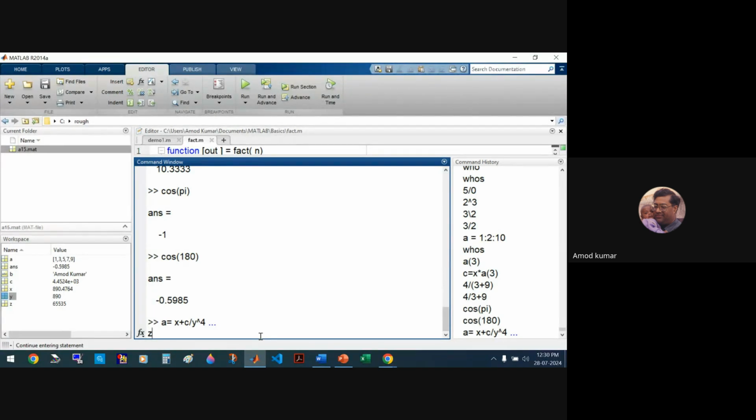Z multiplied by, raised to the power, let's say 4 and whatever, plus, minus something like that. So this is what I wanted to tell you. Sometimes you may need it when your command is very long, when the arithmetic expression you are evaluating is very long.